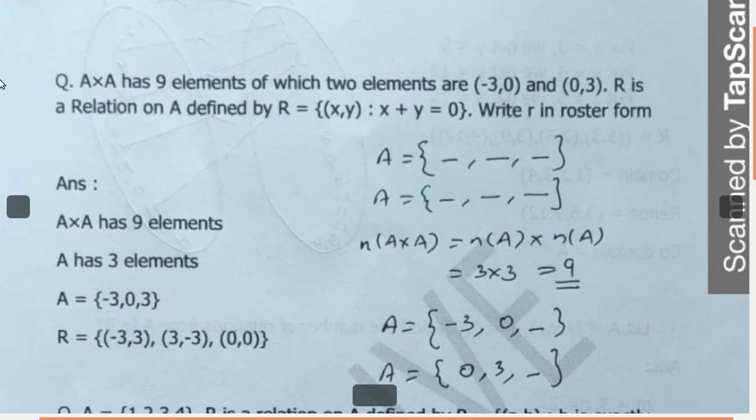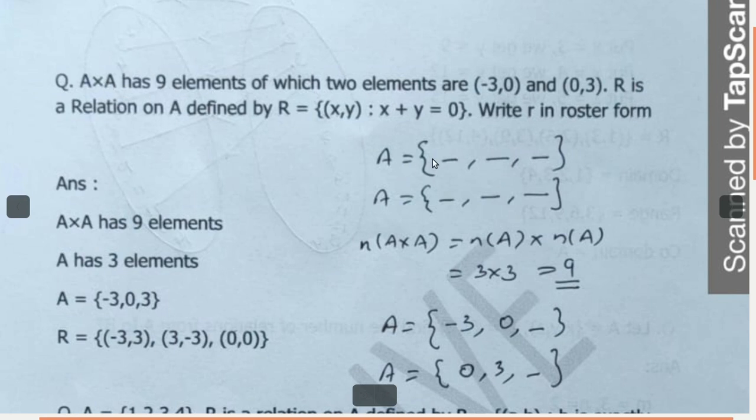See this question. A cross A has 9 elements, of which 2 elements are (minus 3, 0) and (0, 3). R is a relation on A defined by R is equal to the set of (x, y) such that x plus y equal to 0. Okay. Write R in roster form. So A cross A has 9 elements. What is A? We don't know about A. So we have to create A.